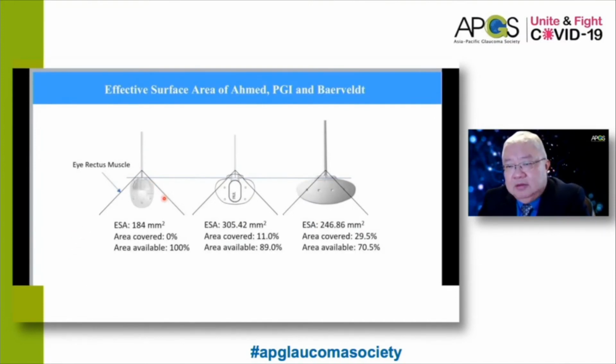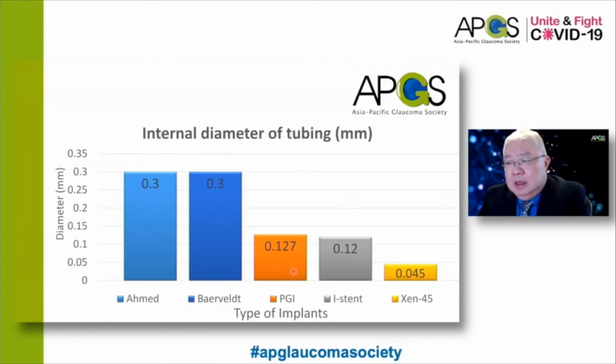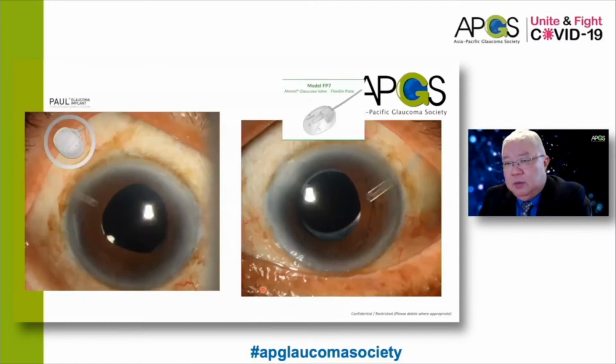If these black lines represent the rectus muscles, you can see that a lot of the plate surface here is not really covered by the muscle. So if you take away the area covered by the muscle, we still have about 300 square millimeters available. And this seems to be more than what is available for other implants on the market. The internal diameter of the tubing is in the same range as the original first generation iStent. Gives you a sense of how big the tube is.